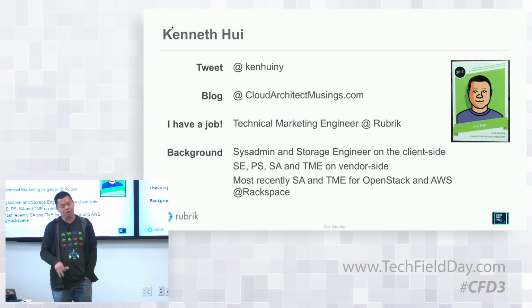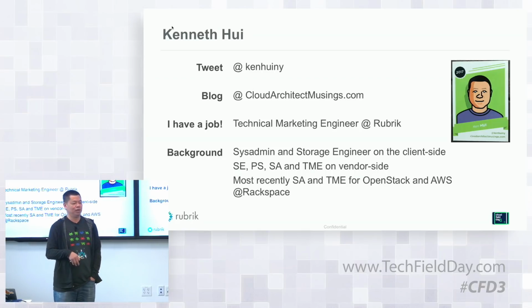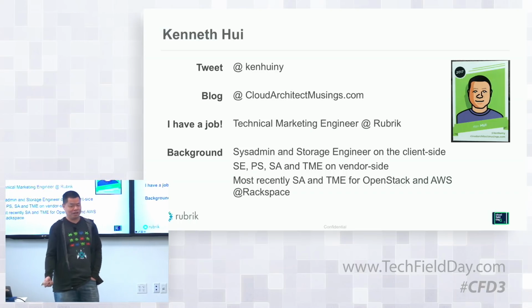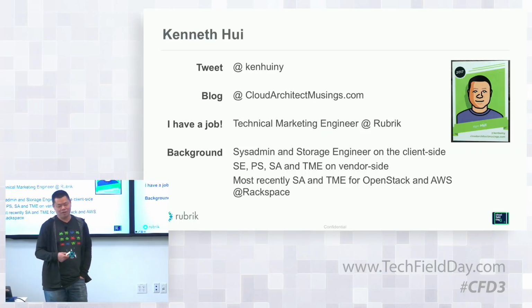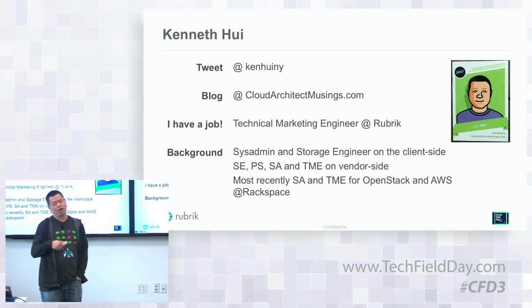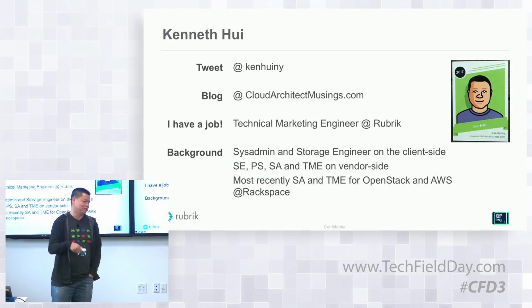I am a technical marketing engineer here at Rubrik. There are a couple of ways you can reach me on social media, mostly through Twitter. As Chris mentioned, I blog at cloudarchitectmusings.com, where I blog about not necessarily Rubrik stuff, but just generally about technology, particularly around public cloud and about cybersecurity. And my background is I've worked at a number of places, both on the end user side and also on vendors and service provider. Most recently, prior to coming to Rubrik, I was a cloud architect and then a technical marketing engineer at Rackspace, specializing in OpenStack and in AWS.